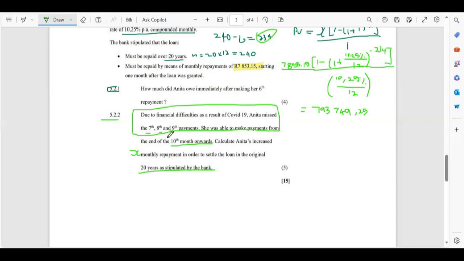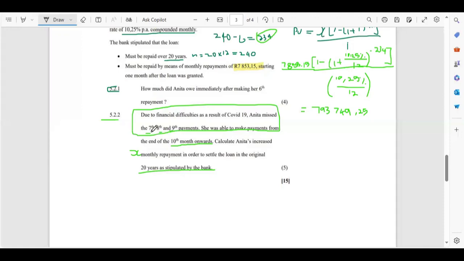Now, even though you do not pay your monthly installments, let me make reference to this case, the 7th, the 8th, and 9th, your interest would still be charged, or interest will still be capitalized monthly, right? So we need to charge Anita interest for these months and see that after she missed these three payments, taking into consideration the capitalized interest, how much is she now owing? And after we get that amount, which we use as a present value, we would need to calculate our x. Now let's just go about doing that.